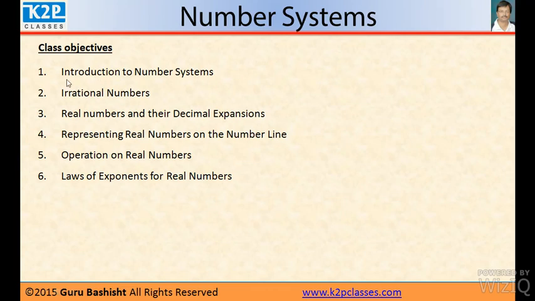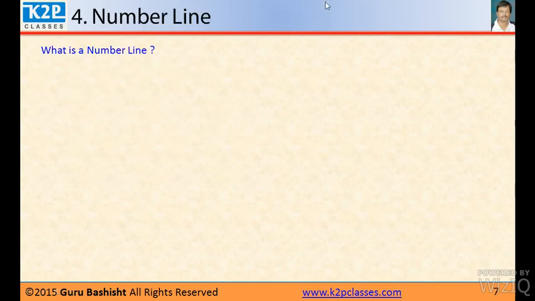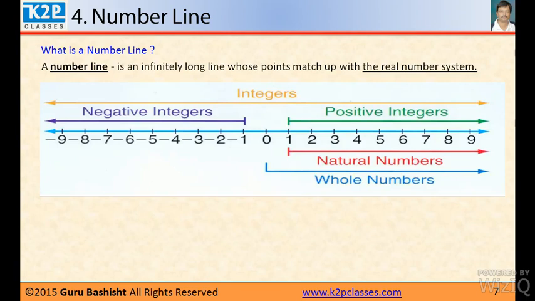In the previous class we have studied introduction to number system, irrational numbers, real numbers and their decimal extensions. Here we will read real numbers on the number line. What is a number line? A number line is an infinitely long line whose points match up with the real number system.